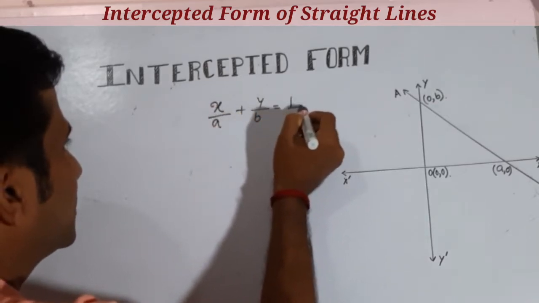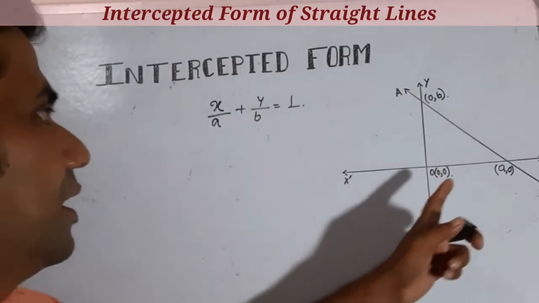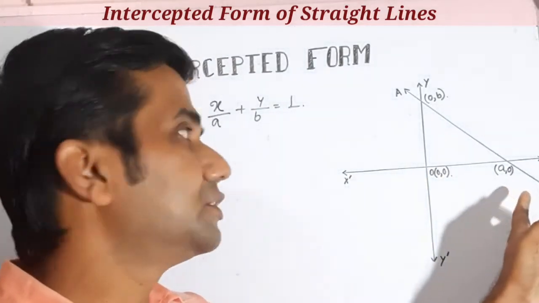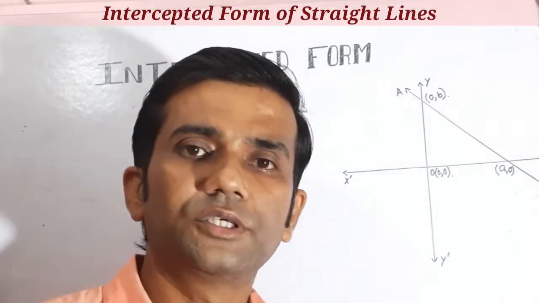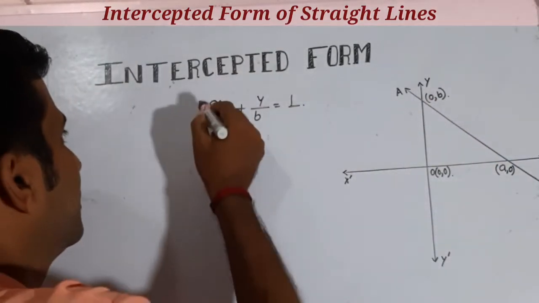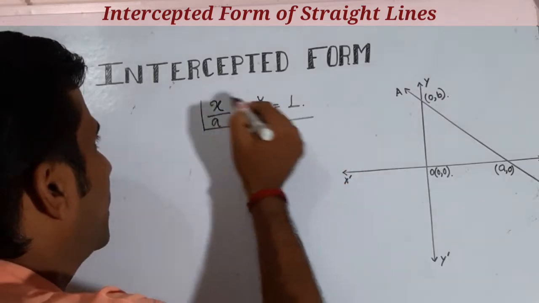That means what I want to say is that if a straight line cuts the x-axis at (a, 0) and cuts the y-axis at (0, b), then the equation of the straight line is x/a + y/b = 1.